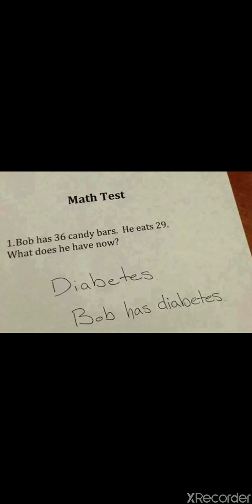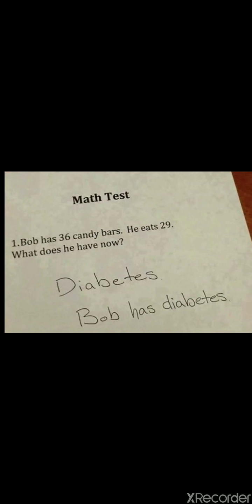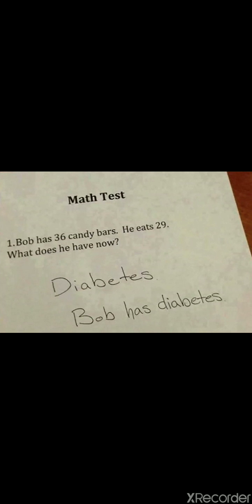Math test. Bob has 36 candy bars. He eats 29. What does he have now? Diabetes. Bob has diabetes. I mean, that isn't wrong. He may have diabetes now. With that being said, let's move on to the next.